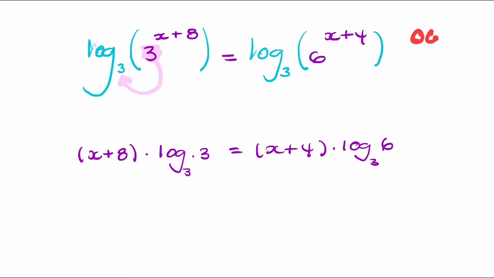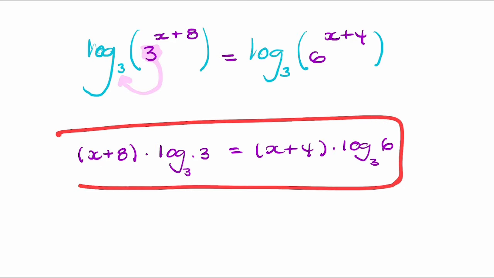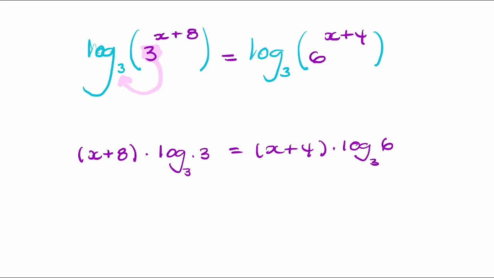Now, this was really problematic because our x was up as a power, but now our x is just in a linear equation, and we can solve this really easily. So log 3 to the base 3, that's just equal to 1. Log 6 to the base 3, you can leave it as log 6 to the base 3, or you can calculate it in a calculator. But to have an exact value, you just leave that.